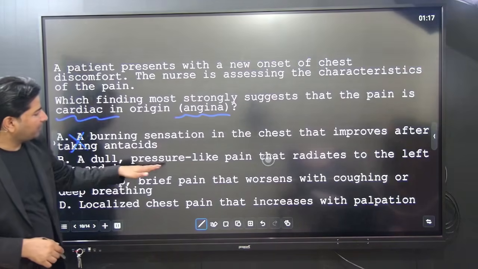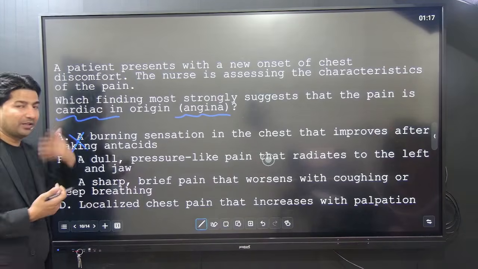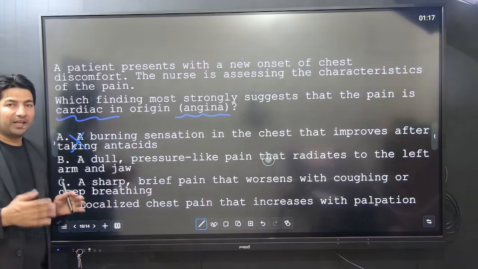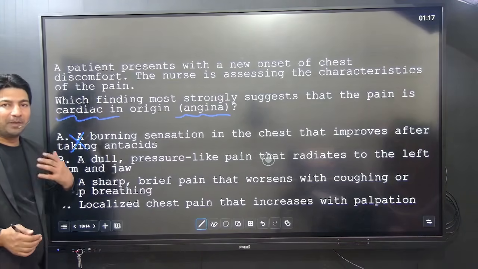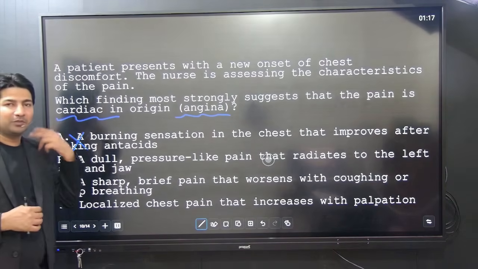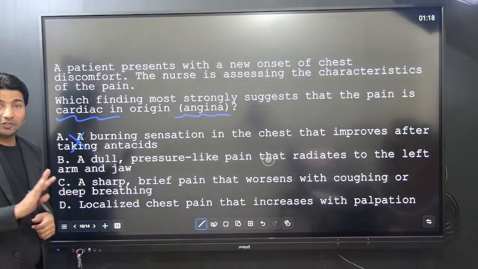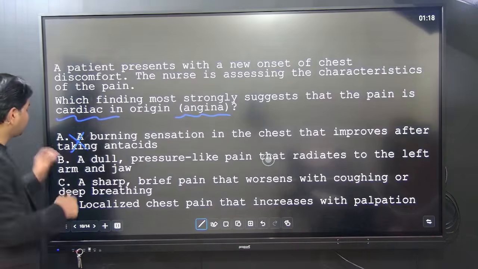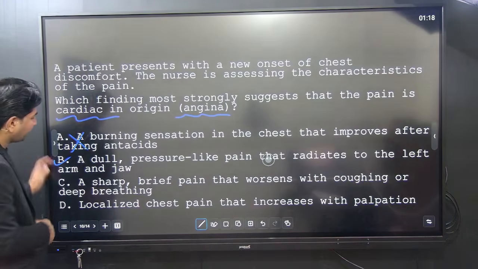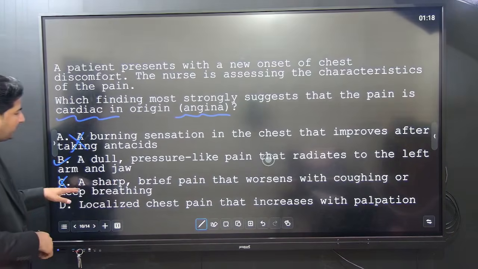A dull, pressure-like pain that radiates to the left arm and jaw. Whenever a patient has angina pectoris, the pain will be referred pain. Referred pain will go to the left arm, the neck, or the jaw, and that pain will be dull, not sharp. So this will be the correct answer here. A sharp pain, as we said, won't be sharp, so you can eliminate it right here.